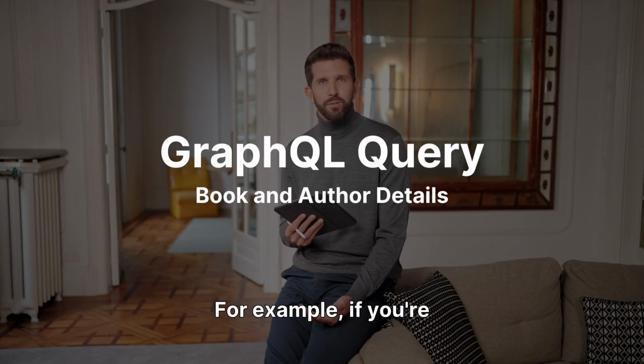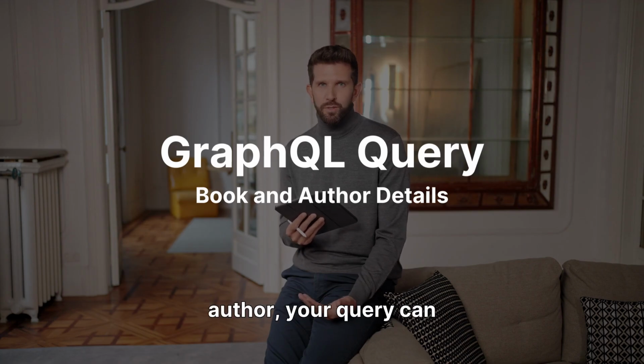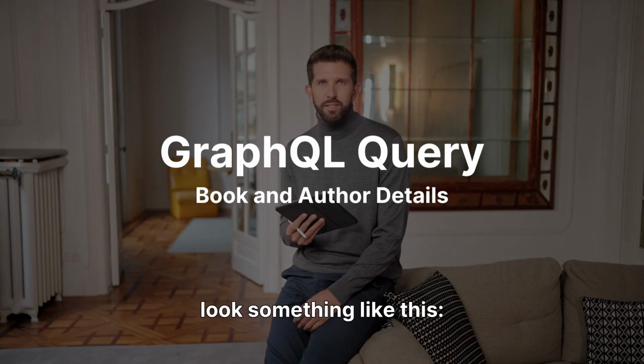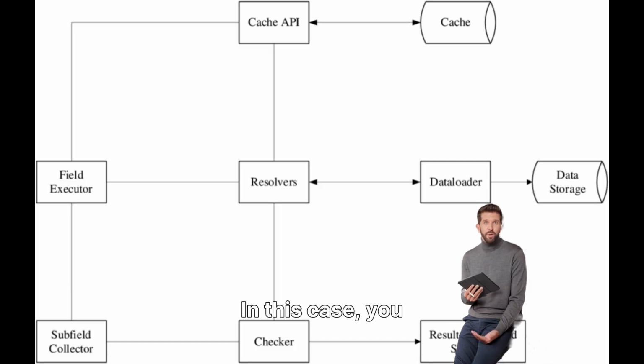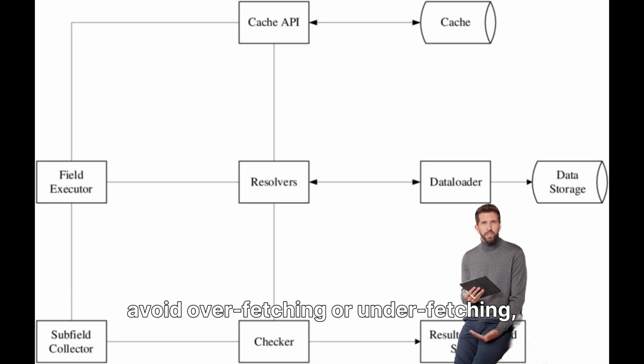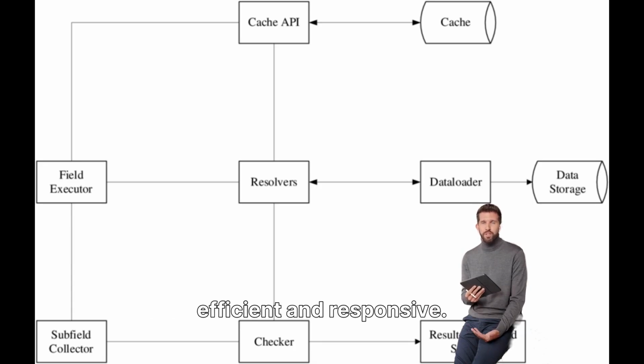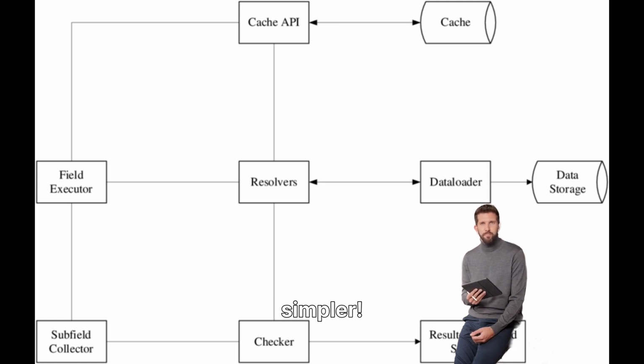For example, if you're looking for details about a book and its author, your query can look something like this. In this case, you only receive the data you asked for, no more, no less. This means you can avoid overfetching or underfetching, making your applications more efficient and responsive. Plus, because it's a single endpoint, managing your API can be much simpler.